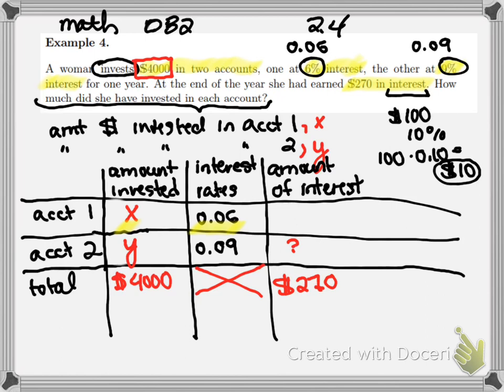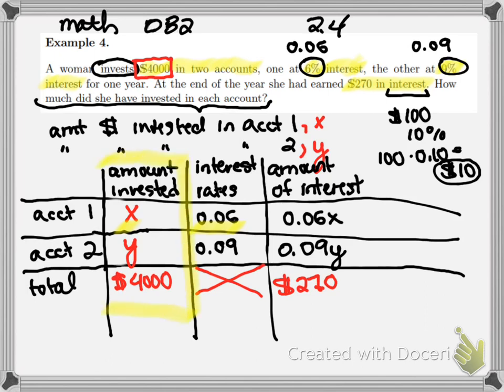So I'm going to do the same thing here. My interest rate is 0.06, we don't know how much we invested, we're just going to call it X, so the total amount of interest is going to be 0.06X. Same thing here, we have Y. We have 9% of whatever was in the account. The beauty of having this table is that the equations literally just fall out of the columns.